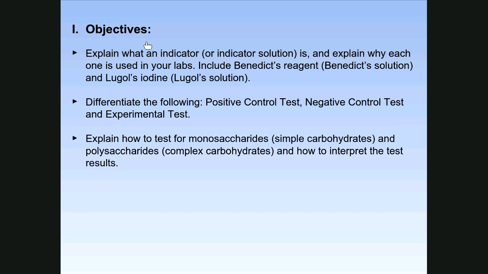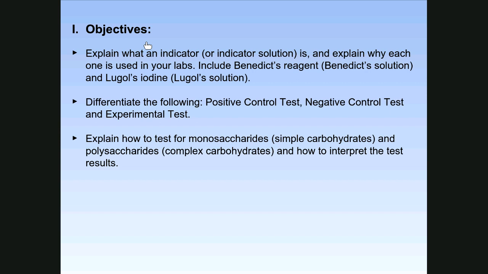So part of the other objective is being able to differentiate between what we mean by a positive control test versus a negative control test, and how those two relate to your experimental test. And then last, explain how to test for monosaccharides, which are simple carbohydrates, and polysaccharides, which are complex carbohydrates, and how to interpret these tests. So these all three objectives are rolled together in the end as you go through this lab.